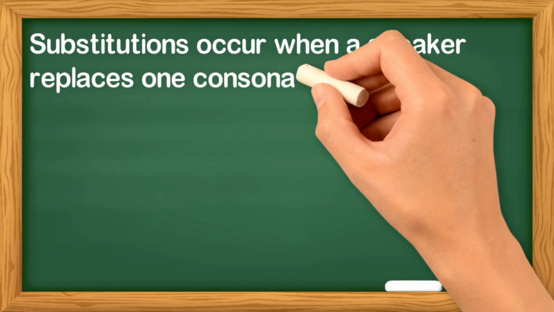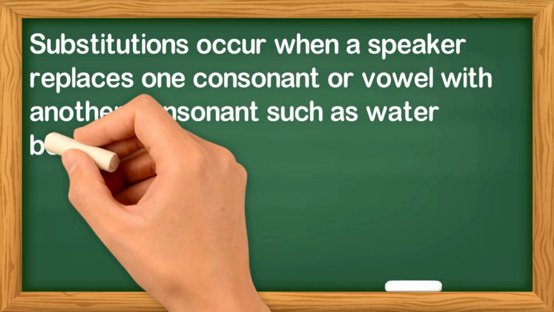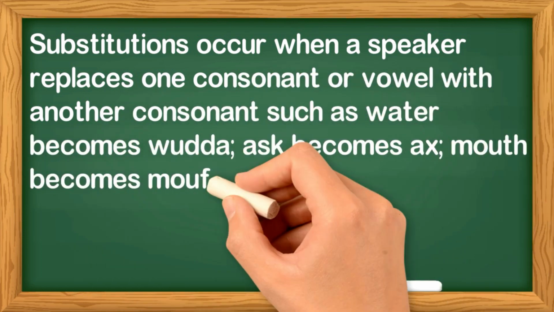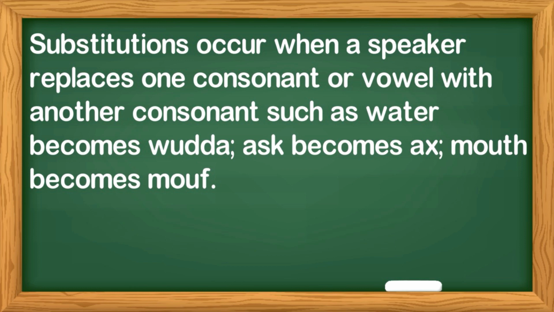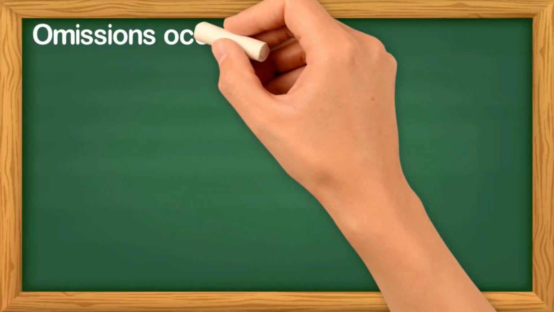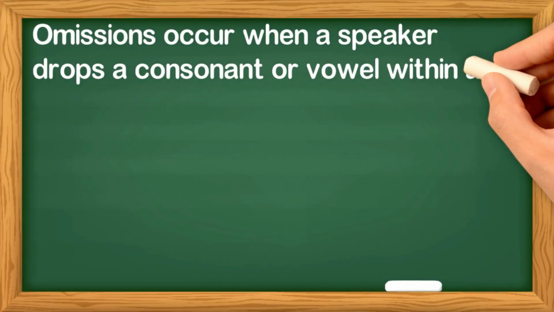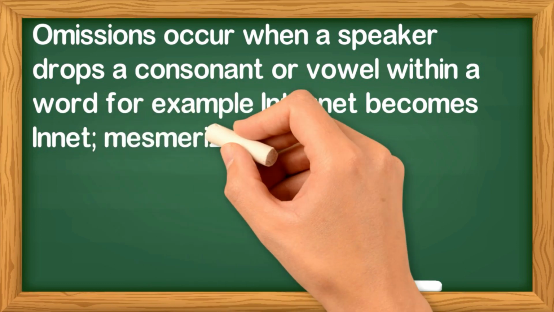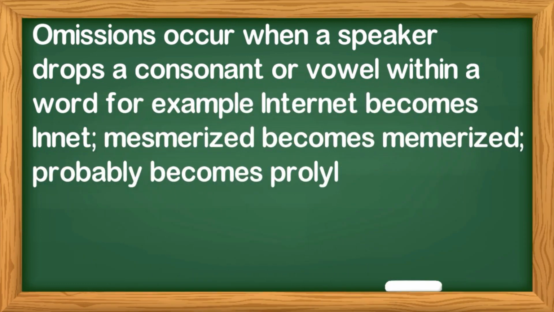Substitutions occur when a speaker replaces one consonant or vowel with another, such as water becomes wood, ask becomes ax, mouth becomes mouf. Omissions occur when a speaker drops a consonant or vowel within a word. For example, internet becomes inet. Mesmerize becomes memorize. Probably becomes probly.